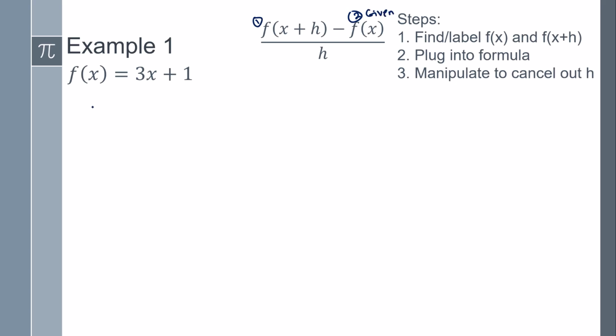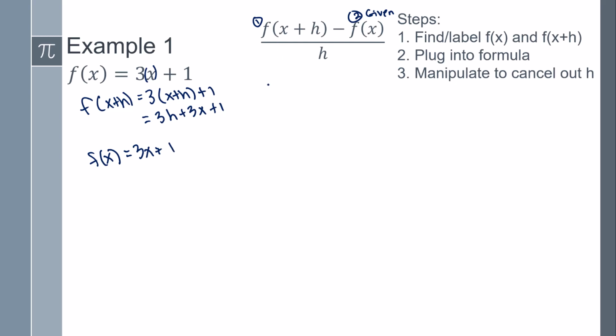So let's find that first piece, f of x plus h. So that means I need to plug in x plus h. Remember, it's 3 blank plus 1. So 3 blank plus 1. So that's going to be 3h plus 3x. I know I switched them. That's okay. And then plus 1. And then my f of x, well, that's just given. f of x is 3x plus 1. So now I just need to plug them in.